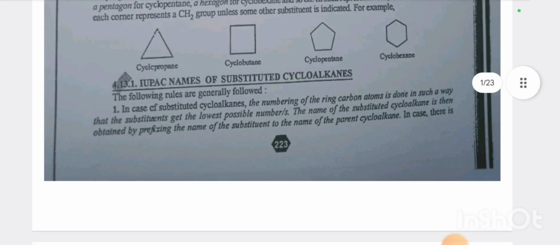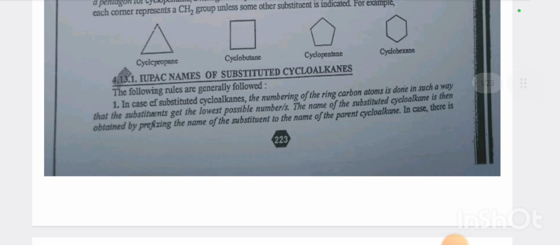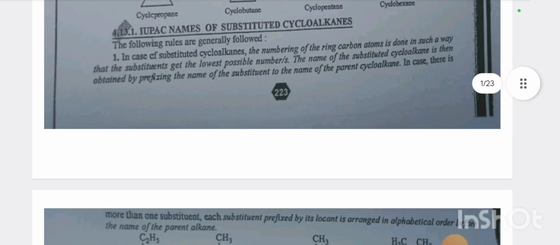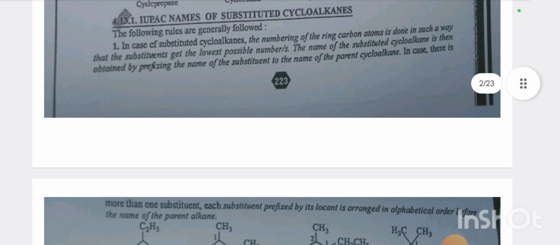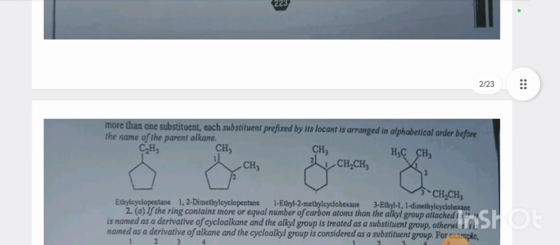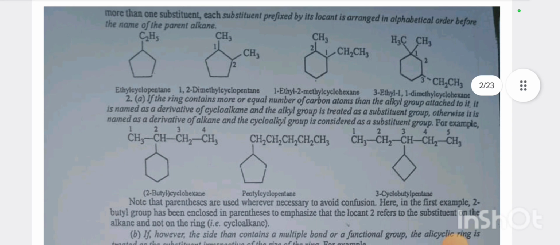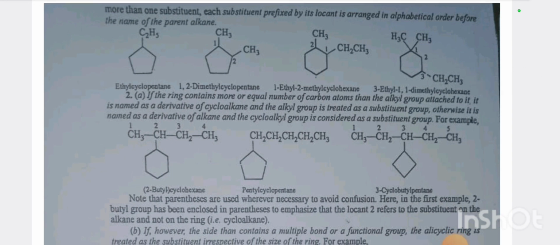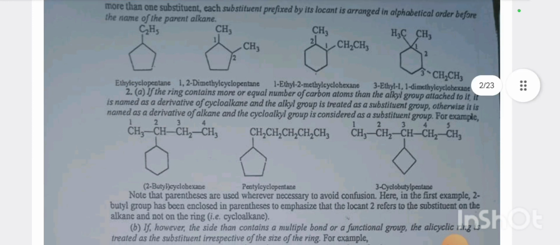IUPAC names of substituted cycloalkanes. The following rules are generally followed. In case of substituted cycloalkanes, the numbering of ring carbons is done in such a way that the substituents get the lowest possible numbers. The name of any substituted cycloalkane is then obtained by prefixing the name of the substituent to the name of the parent cycloalkane. In case there is more than one substituent, each substituent prefixed by its locant is arranged in alphabetical order before the name of the parent alkane.